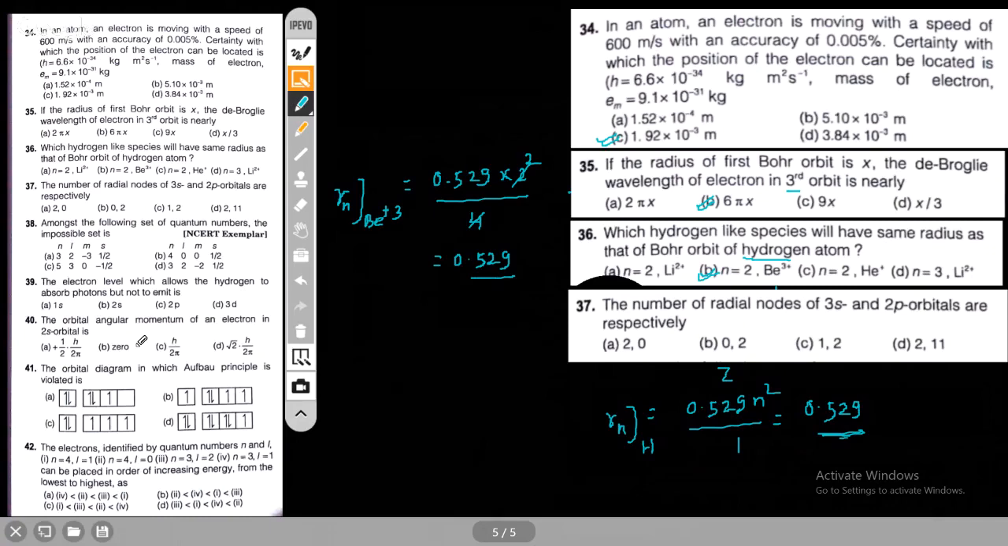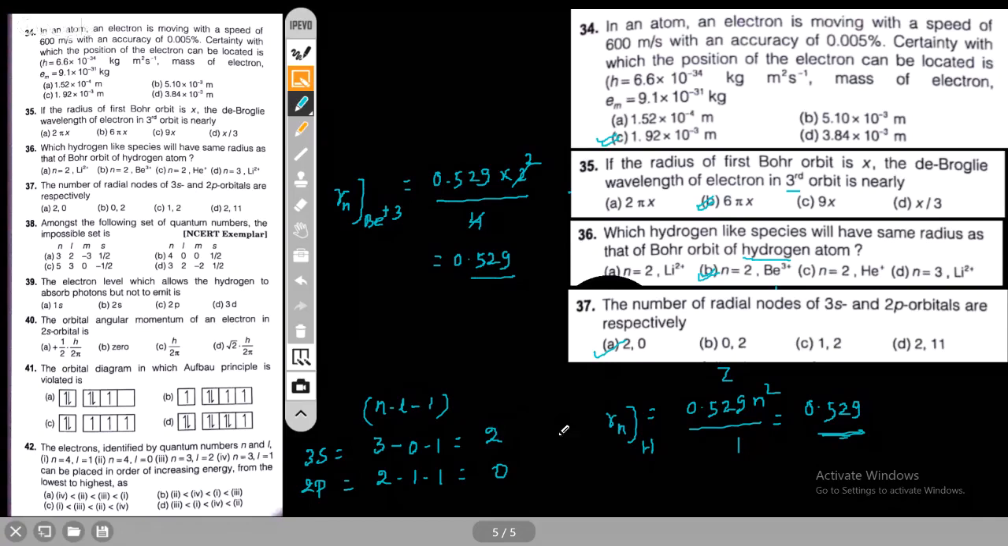The number of radial nodes of 3s and 2p orbital are respectively. What is the formula of radial node? The number of radial nodes is n minus L minus 1. Number of angular nodes is L only. Right? For the 3s orbital, n value is 3, L value is 0, minus 1, so it is 2. And for 2p orbital, n value is 2, L value is 1, minus 1, so it is 0. So it is 2 and 0. Option A is correct. Easy one.